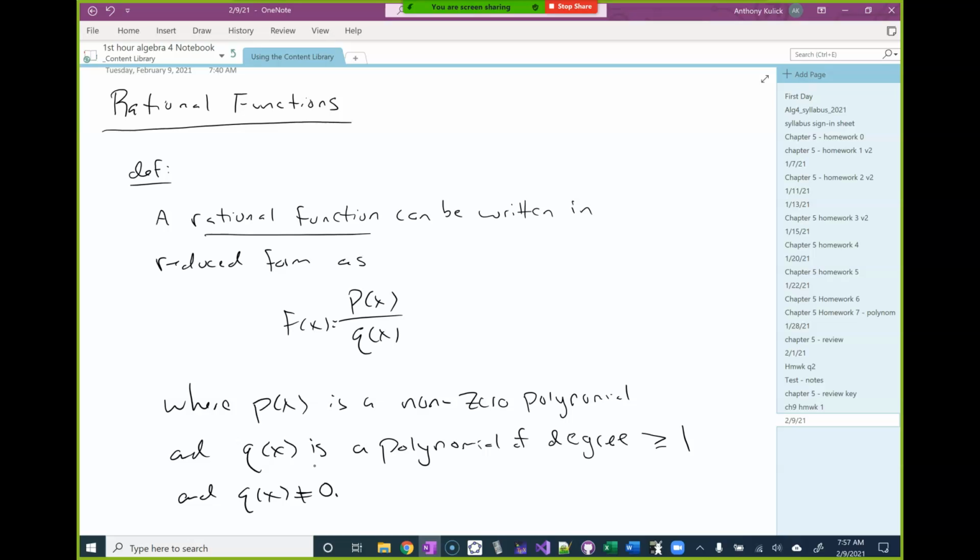And the denominator needs to be a non-constant polynomial. So the denominator, as long as there's an x in there, that's great. Because we don't want something like x over 2 to be a rational function, because x over 2 is really the same thing as 1/2 x, which is linear. That's just a polynomial. So these little qualifiers are just tacked on to make sure that we're not including polynomials or constant functions that we've already talked about. Okay with that idea?